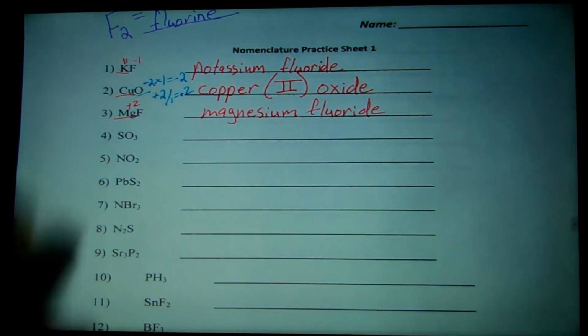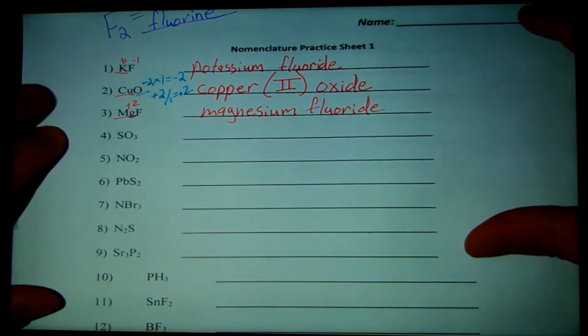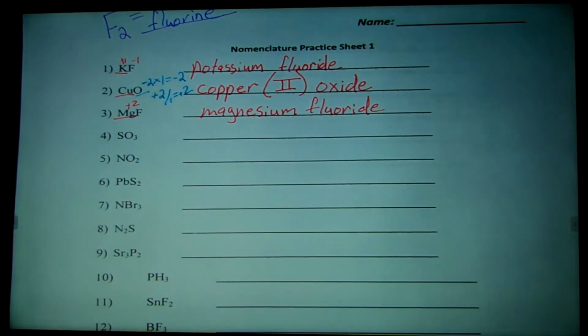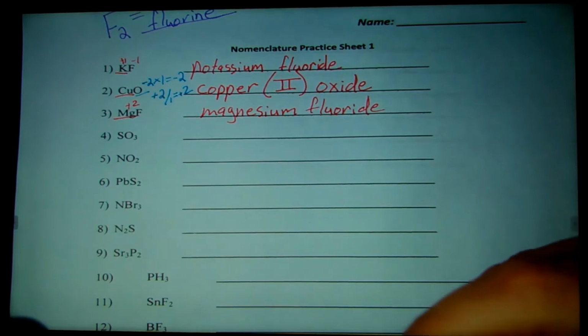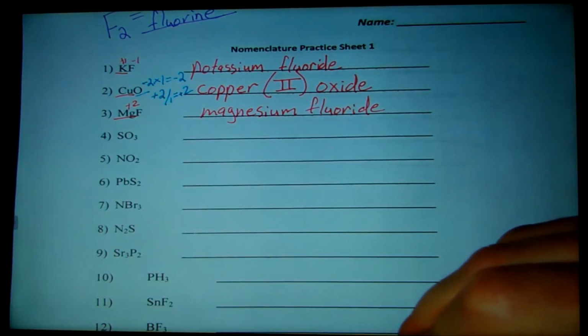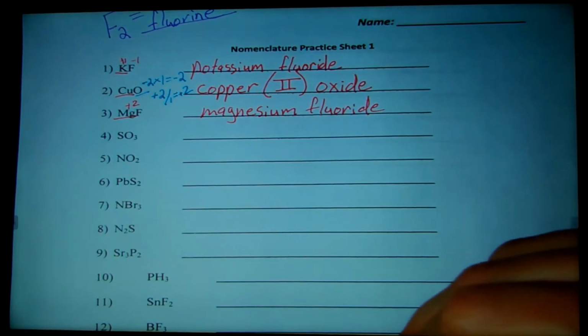All right, go to number 4. Number 4, we have sulfur and oxygen. Sulfur, metal or non-metal? Non-metal. Oxygen, metal or non-metal? Non-metal. So a non-metal and a non-metal gives us what type of bond? Covalent. So what set of naming rules do we use? Prefixes.